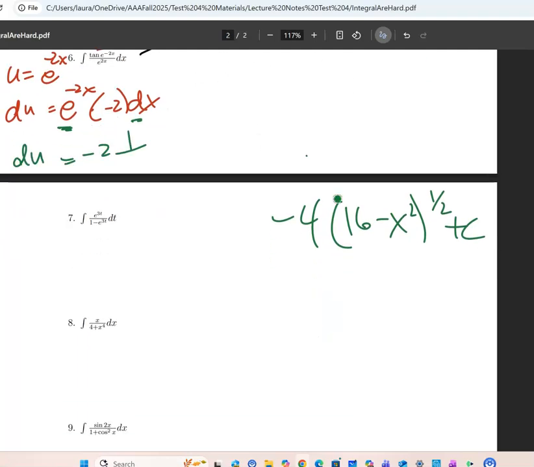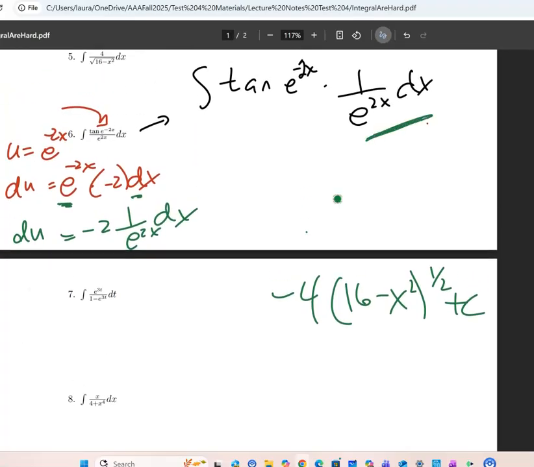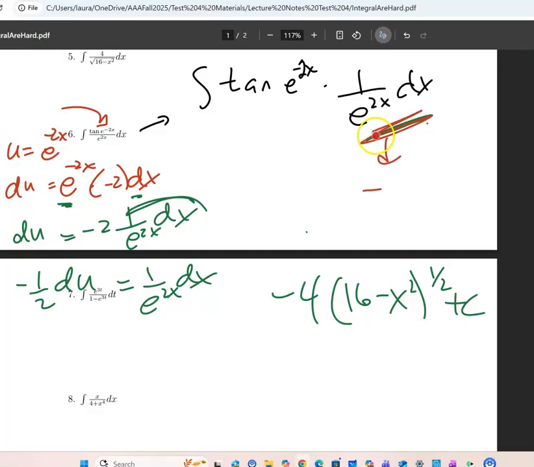Okay, if I go back over here and rewrite this, can you see that du is negative 2, 1 over e to the 2x dx. Oh, there it is. This is this, right? So if I just do a negative 1/2 du, that gives me 1 over e to the 2x dx. So I can take this out and put in a negative 1/2 du. All right, let's see what we've got going on here. So I carry along the integral sign, and I take the integral of tangent of u.